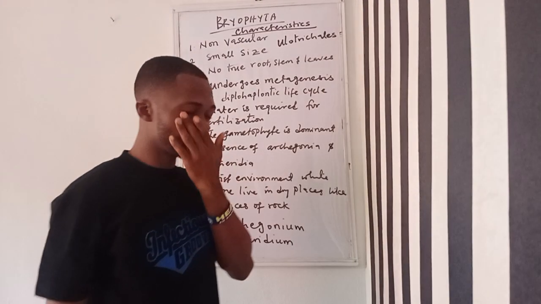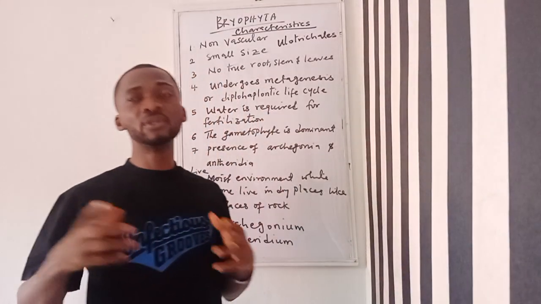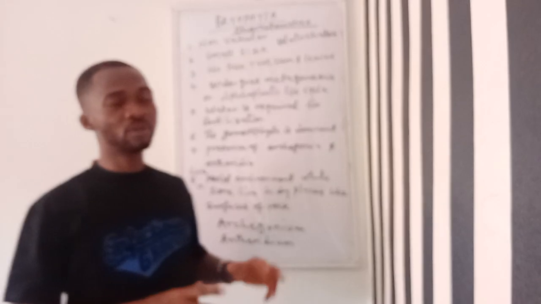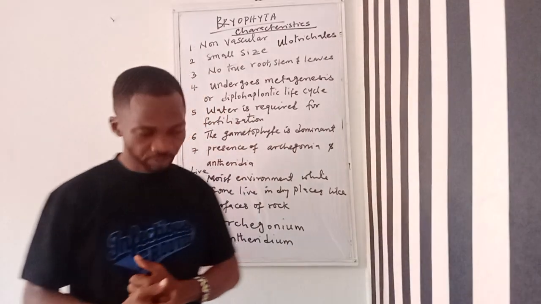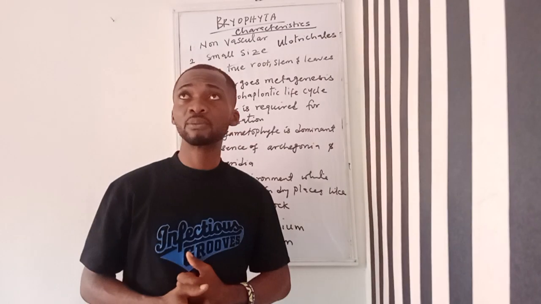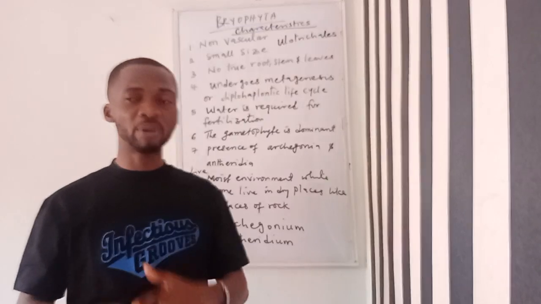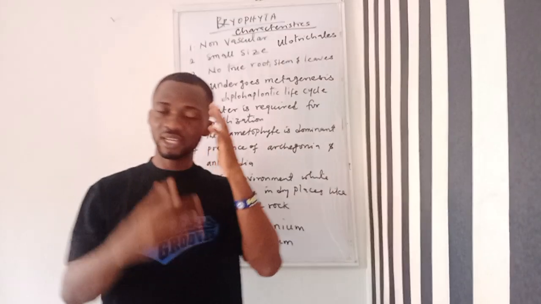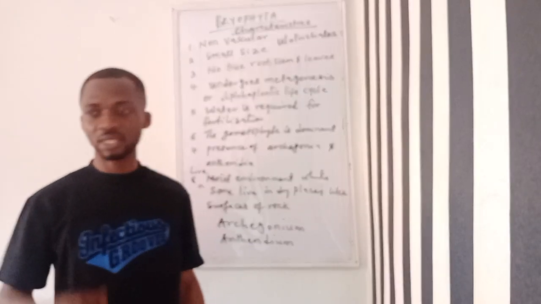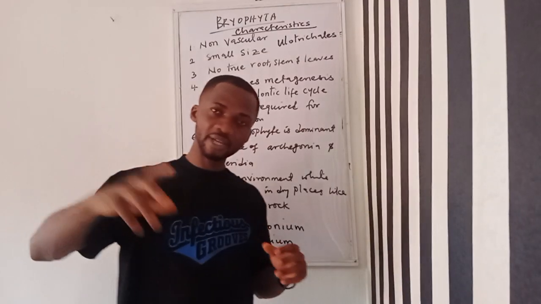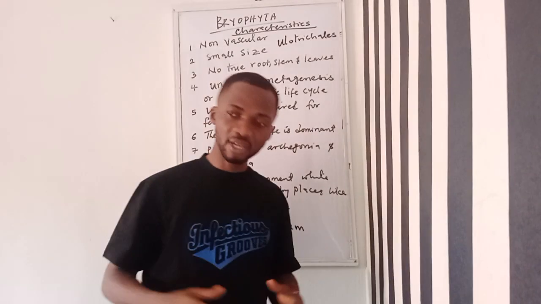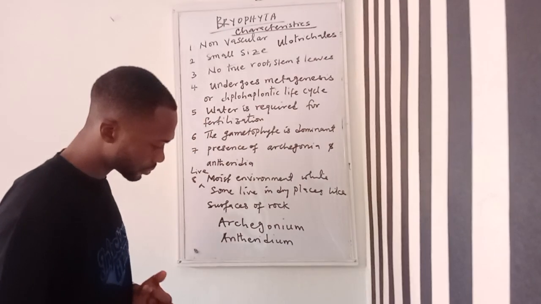That is the reason why pteridophyta is said to be more advanced than bryophyta: the presence of vascular bundle. And that is why in some biology textbooks, you discover that from thallophyta to bryophyta are categorized as lower plants, because they do not have vascular bundle. Then pteridophyta and spermatophyta are classified as higher plants because of the presence of vascular bundle.